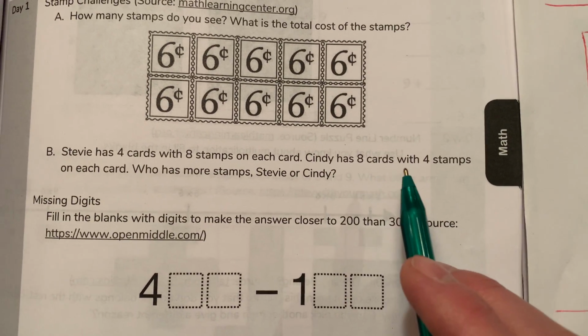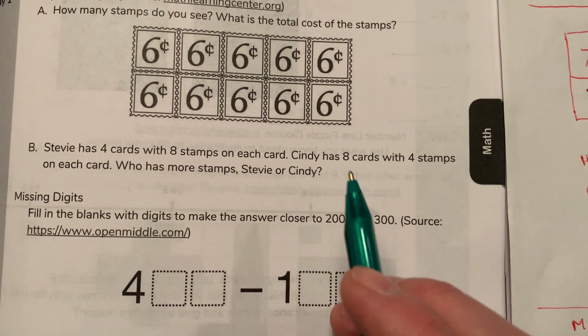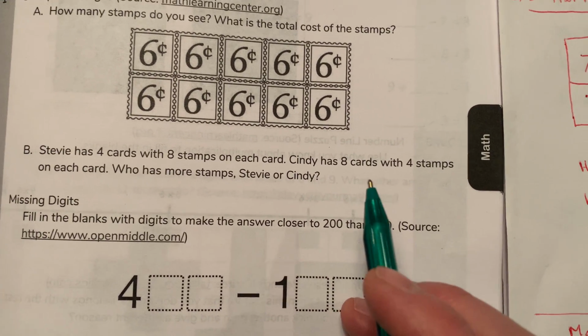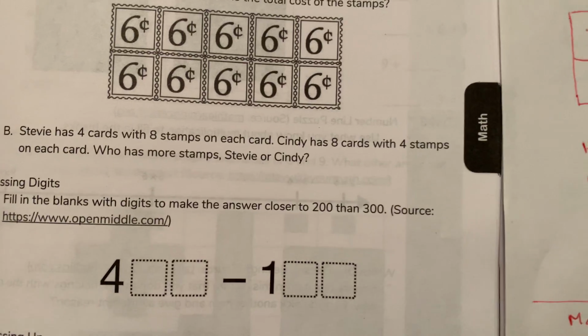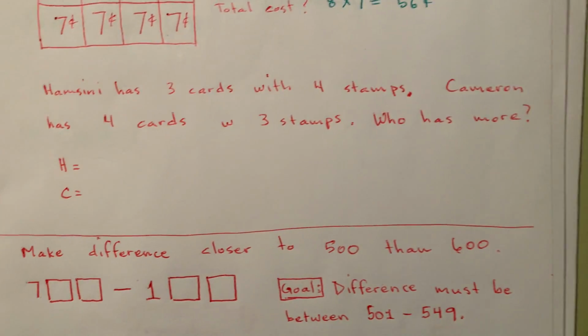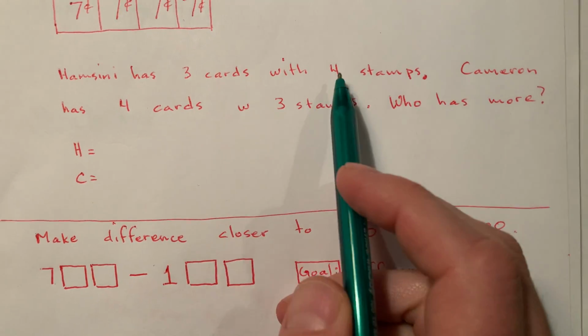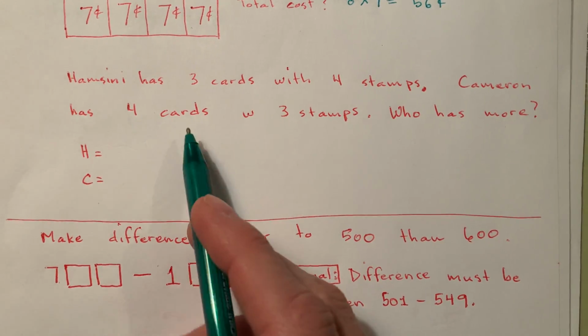And Cindy, on the other hand, has 8 cards, and each one has 4 on it. So you've got 4, 4, 4, 4, 4, 4, 4, 4. I think I said 8 of them. And so the way that I organize this, I actually made a different problem that's very, very similar. Hamsini has 3 cards with 4 stamps, and Cameron has 4 cards with 3 stamps.